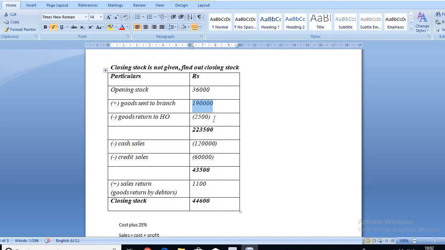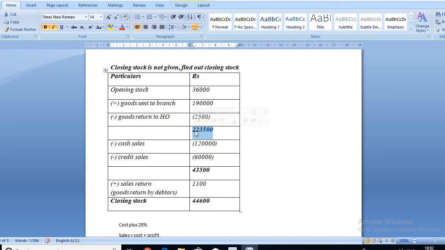From this, the branch returned some portion of goods to head office. The return should be deducted. Now, the value of stock at branch is 2,23,500. I repeat, the opening stock is 36,000 and head office sent goods to branch worth rupees 1,90,000, and from this 2,500 worth of goods were returned to head office. Now the value of stock at branch is 2,23,500.